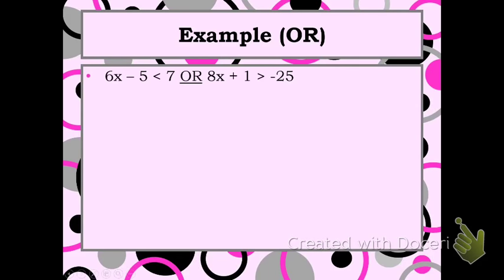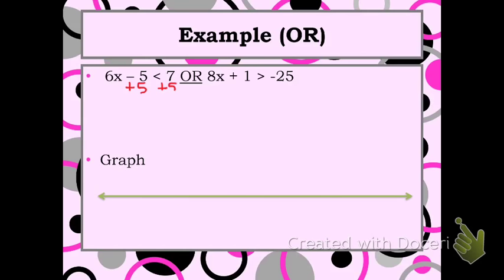But let's look at one where it comes up a little bit unusual. So we'll start the same way. We'll start by solving for x. In this one, we'll add 5 to both sides and divide by 6. Copy the word OR, and then solve the other one as well.